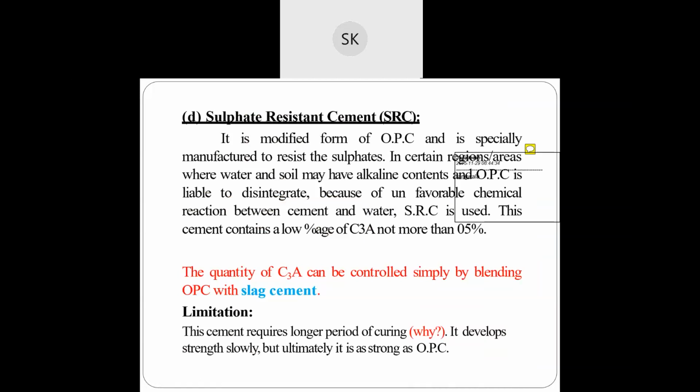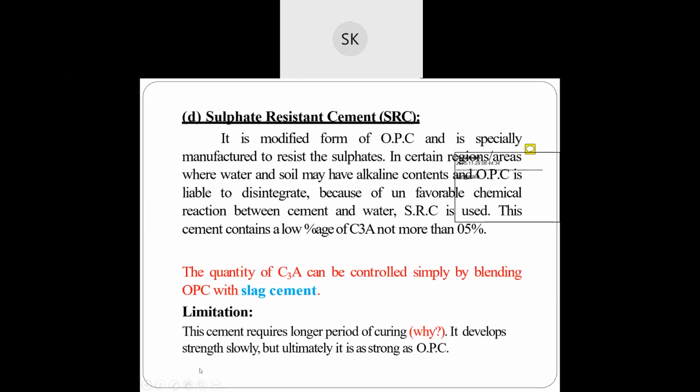In certain regions where water and soil may have alkaline contents, an OPC is liable to disintegrate because of an unfavorable chemical reaction between cement and water. SRC is used. This cement contains a low percentage of C3A, not more than 0.5%. The quantity of C3A can be controlled simply by blending OPC with slag cement. So the quantity of C3A should be less. And if the place where you are constructing has a high sulfate amount, then you can opt for this kind of cement.